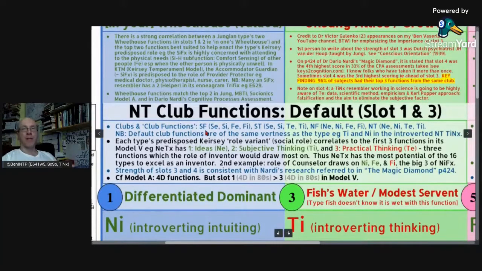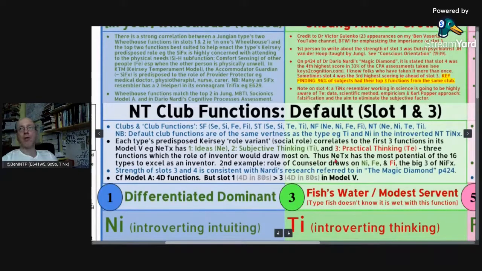Clubs and club functions. So for the SFs, but you know, skip them, we're on to the NTs. NI, TE, TI, those are the club functions, and you can see what's there. Default club functions are of the same vertness as the type, e.g., TI and NI in the introverted NTs, or NI and TI in the introverted NT. Each type's predisposed Kersey role variant, social role, correlates to the first three functions in its Model A, e.g., ENTP has one. Ideas, subjective thinking, and practical thinking, three functions which the role of the inventor would draw on most.